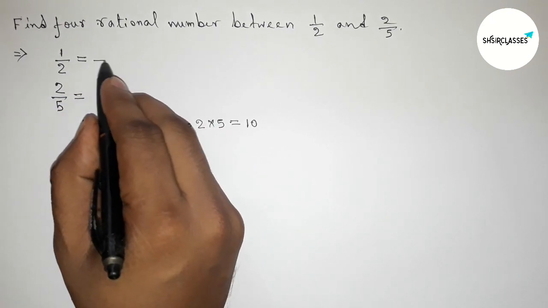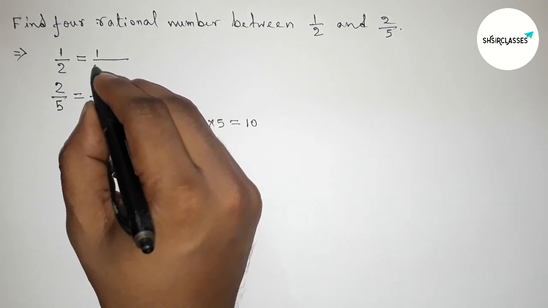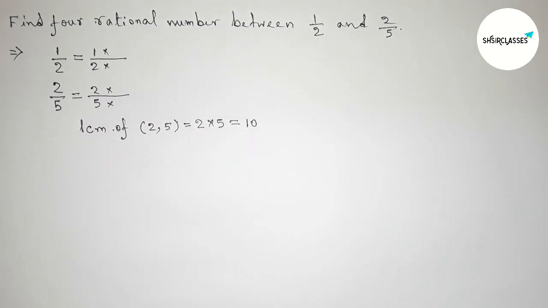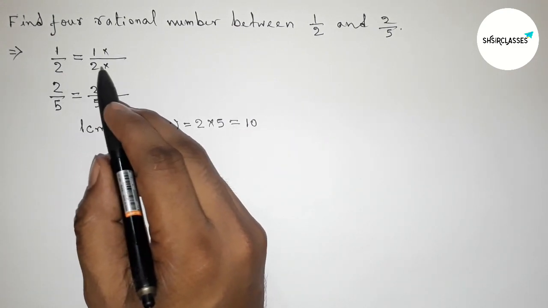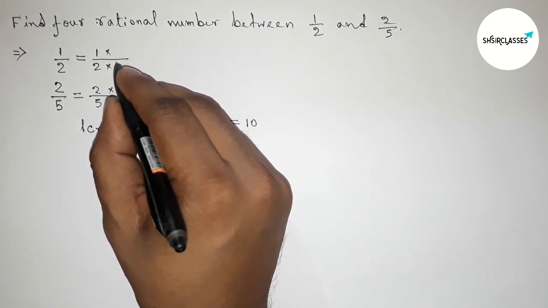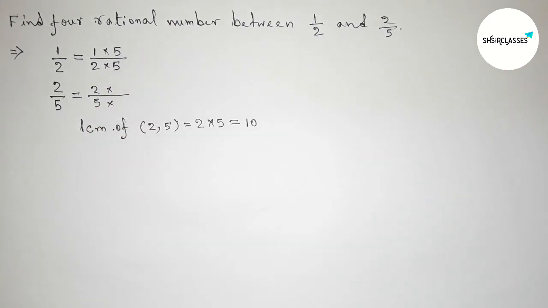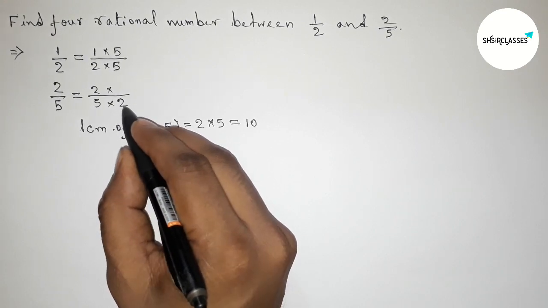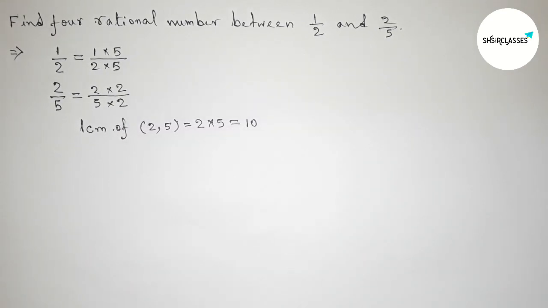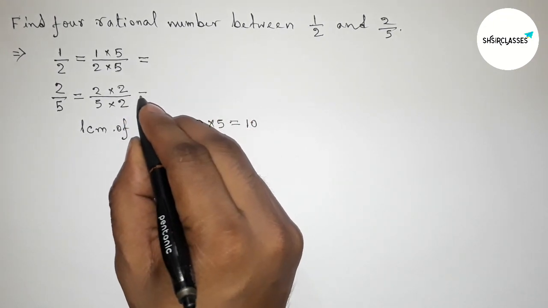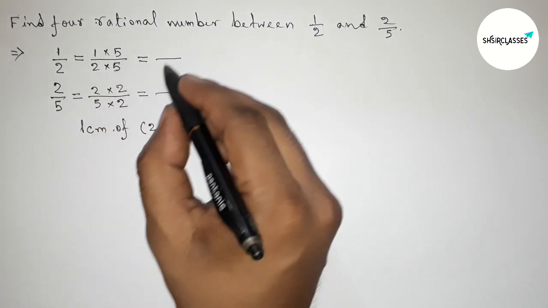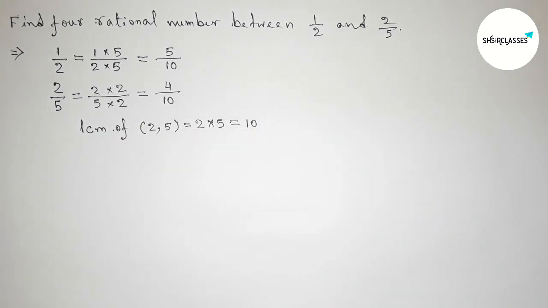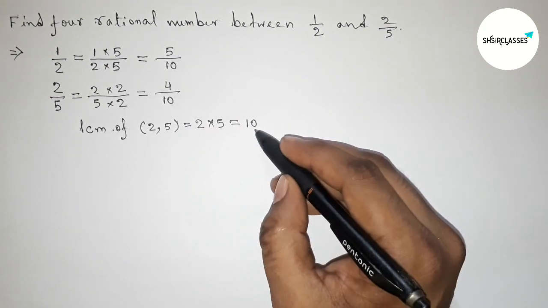Now I am going to do some important calculation. First write down 1 by 2 and 2 by 5, and multiply up and down. To make the denominator 10 for the first one, 2 times 5 is 10, so we take 5 up and down. Similarly, for the second, 5 times 2 is 10, so we take 2 up and down. Now simplifying, this is 5 by 10 and this one is 2 twos are 4, so 4 by 10. Both the denominators are 10 and equal.